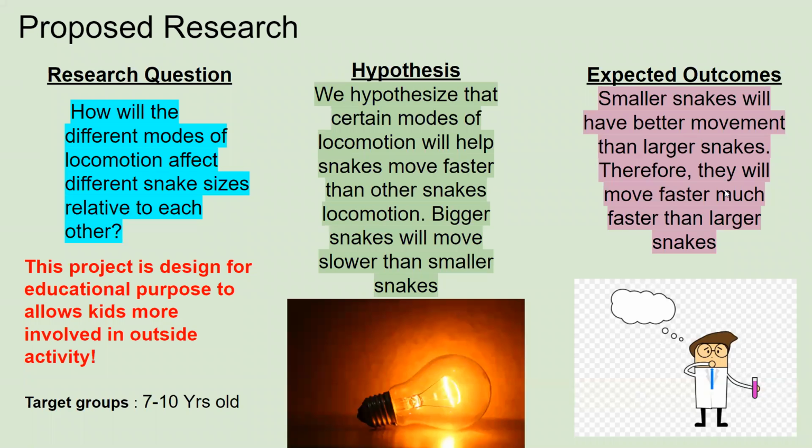So we ask ourselves, how will different modes of locomotion affect different snake sizes relative to each other? For our hypothesis, we hypothesize that certain modes of locomotion will help snakes move faster than other snake locomotion. Bigger snakes will move more slowly than smaller snakes. For our expected outcome, smaller snakes will have better movement than larger snakes, and therefore they will move faster than larger snakes.